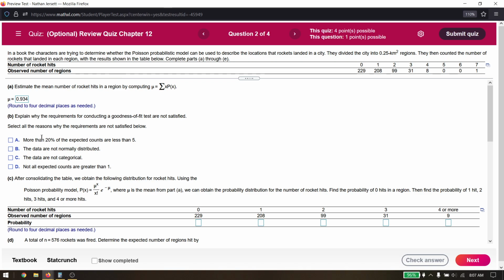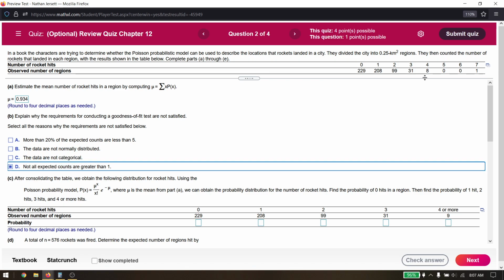But for this one, we actually cannot use the goodness of fit test because, let's see, all expected counts are not greater than 1. You can see there's a bunch of them here that are 0. 5 and 6 are both 0. More than 20% of the expected counts are less than 5. No, you want at least 80% to be greater than 5. That's the same thing, I guess. 80% to be greater than 5, more than 20% are expected less than 5. But that's really the main thing.